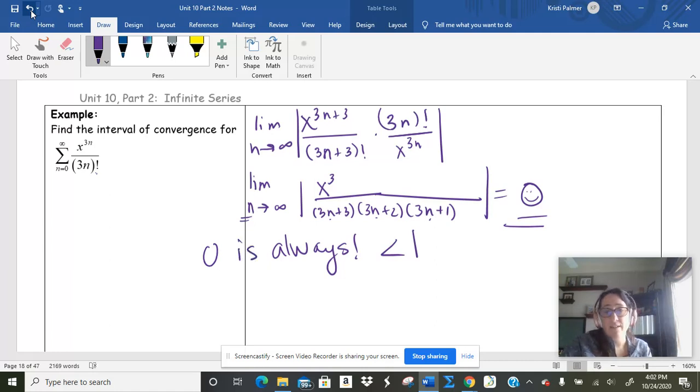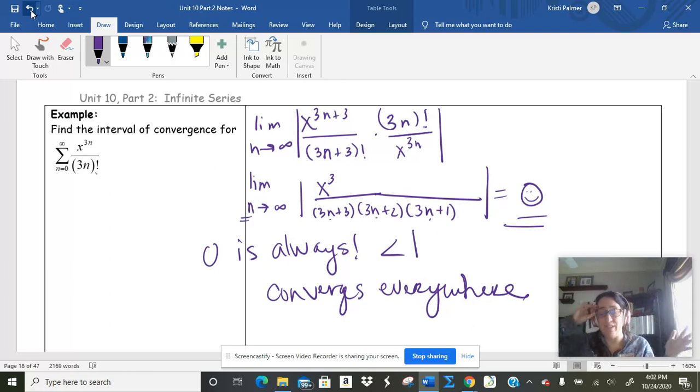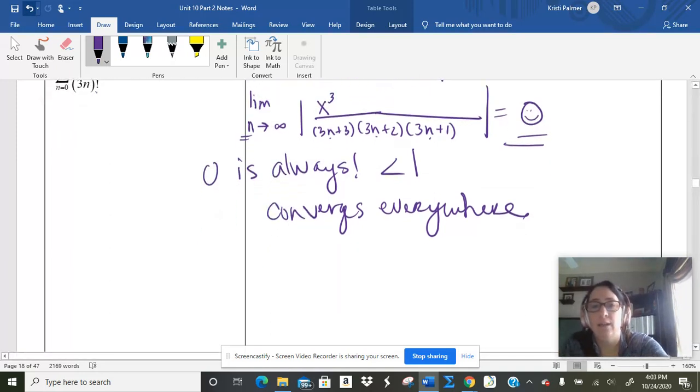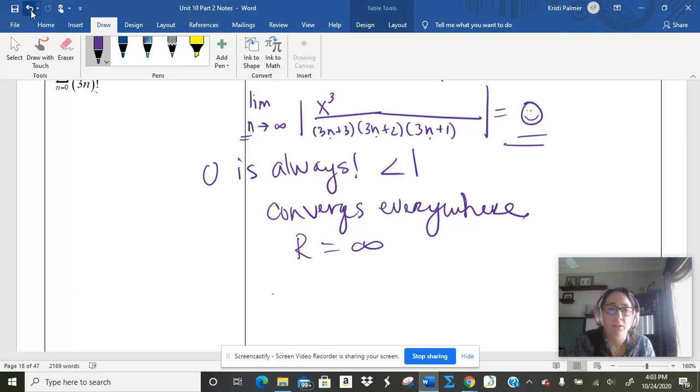So guess what? This converges everywhere. It matches from negative infinity to infinity. This power series matched whatever function it was trying to match forever. Okay, so if I'm looking, my radius is infinity. I mean, it matches everywhere. So I would go from negative infinity to infinity. So cool.